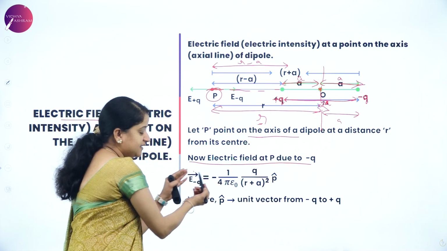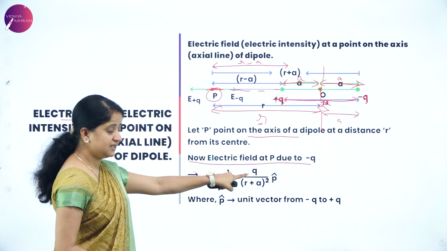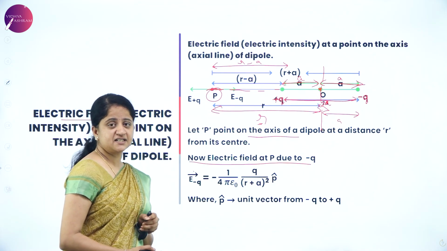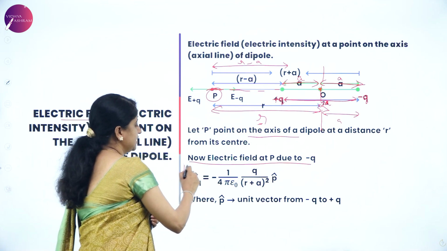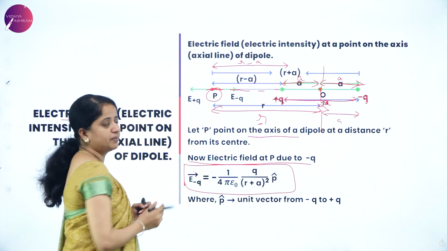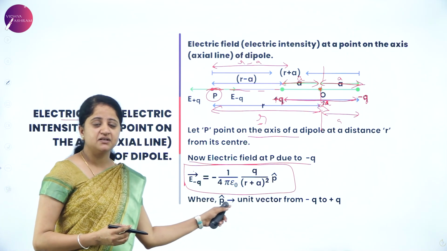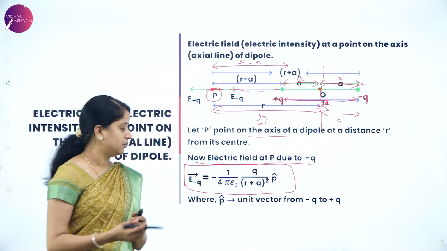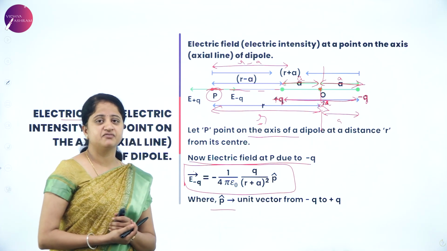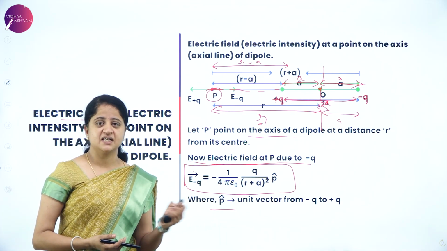Why have I taken a negative sign here? Because it is due to the charge minus Q, and hence the expression is E is equal to minus 1 by 4 pi epsilon naught Q divided by R plus A whole square into P cap. What is P cap here? It is a unit vector from minus Q to plus Q, which gives the direction.